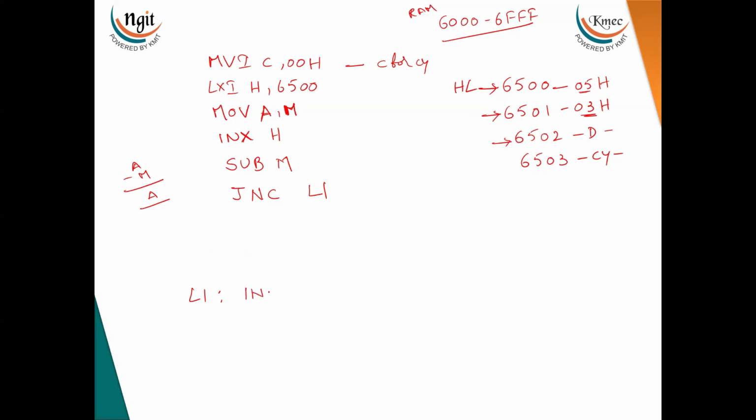For that, I need to increment the HL pair. Now the HL pair is pointing to this location, and it should point to 6502. That's why first I have to increment the HL pair. Thereby the HL pair is pointing to this location. Now I have to store the result. The result is in the accumulator. MOV M, A means the accumulator content I am moving into the memory location pointed by the HL pair. So now I have moved the accumulator content.